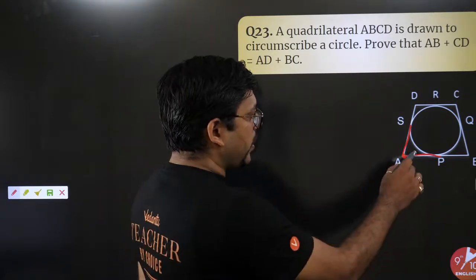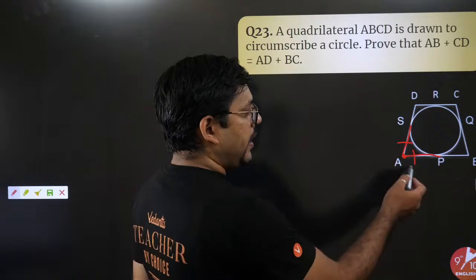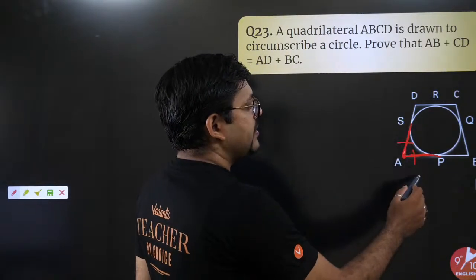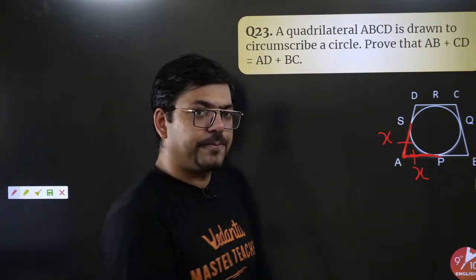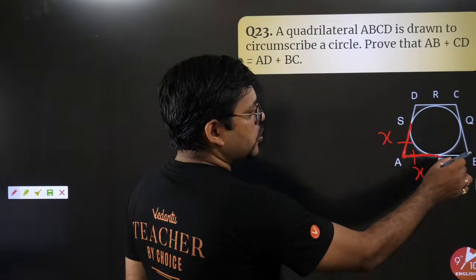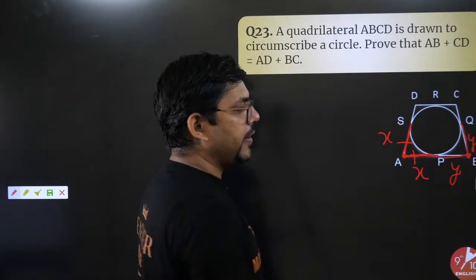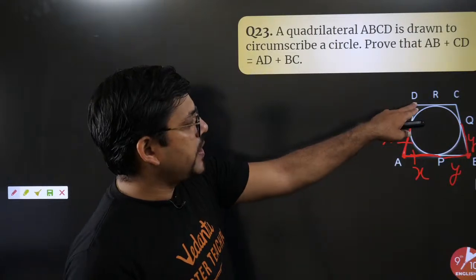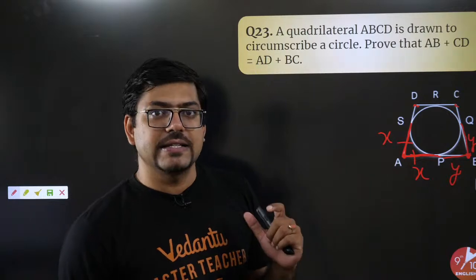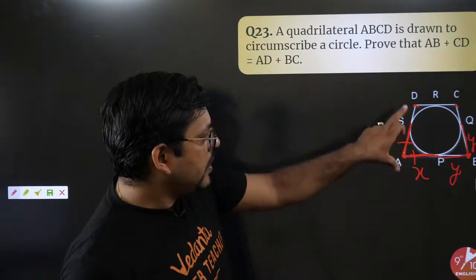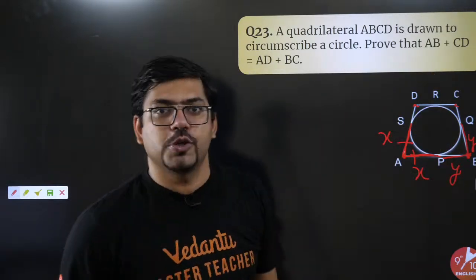So very easily you can figure out that AP equals AS. Say for example, if I assume AP value to be X, then AS will also be X. Similarly, you can do here also. BQ will be equal to BP. So if you assume this as Y, this will also be Y. And the same goes here also, D and C. Now after that, what you have to do? You have to just add them. Add these two, add these two. And then you will find that this equals the opposite two sides.